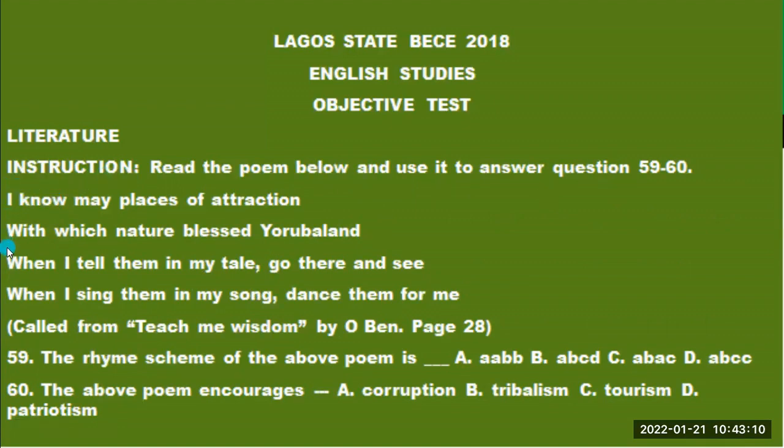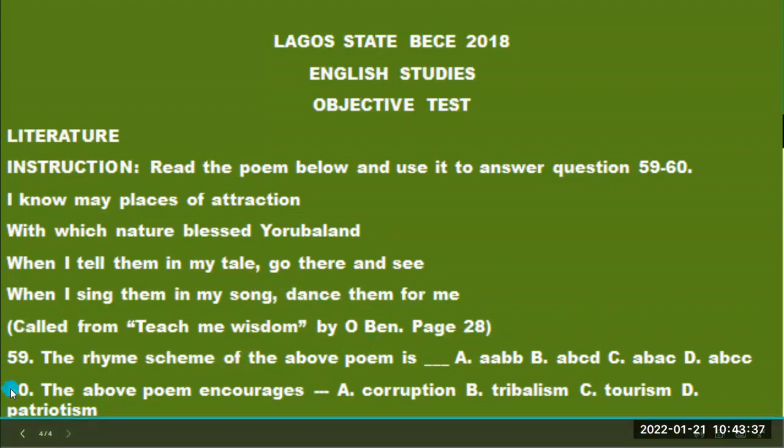I know many places, so obviously, what is omitted here is N. I know many places of attraction with which nature blessed Yoruba land. When I tell them in my tale, go there and see. When I sing them in my song, dance them for me. Now, taken from Teach Me Wisdom by Obain, page 28. So now question 59. The rhyme scheme of the above poem is dash.